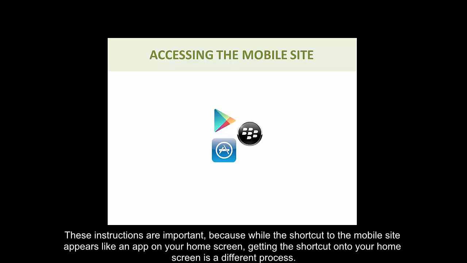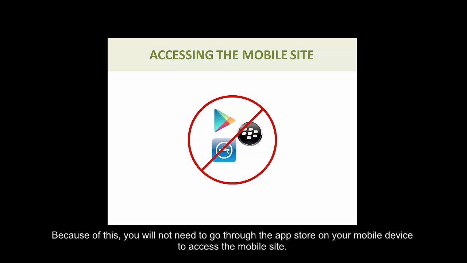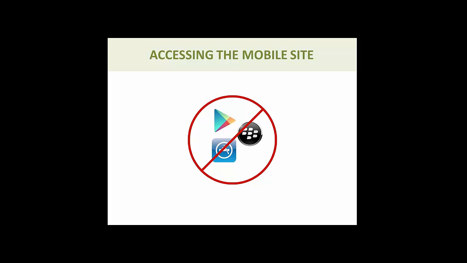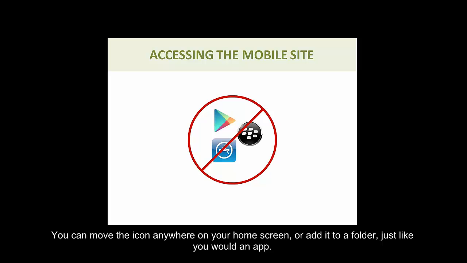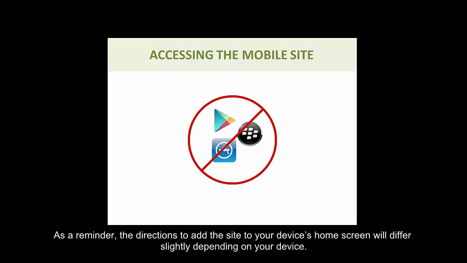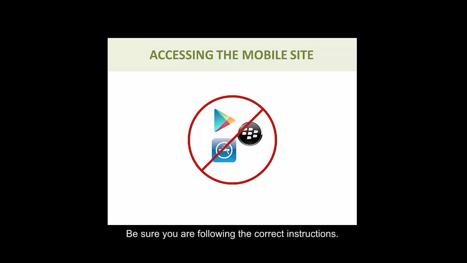These instructions are important because while the shortcut to the mobile site appears like an app on your home screen, getting the shortcut onto your home screen is a different process. Because of this, you will not need to go through the App Store on your mobile device to access the mobile site. Once on your home screen, the shortcut to the mobile site will look and function like an app. You can move the icon anywhere on your home screen or add it to a folder just like you would an app. As a reminder, the directions to add the site to your device's home screen will differ slightly depending on your device. Be sure you are following the correct instructions.